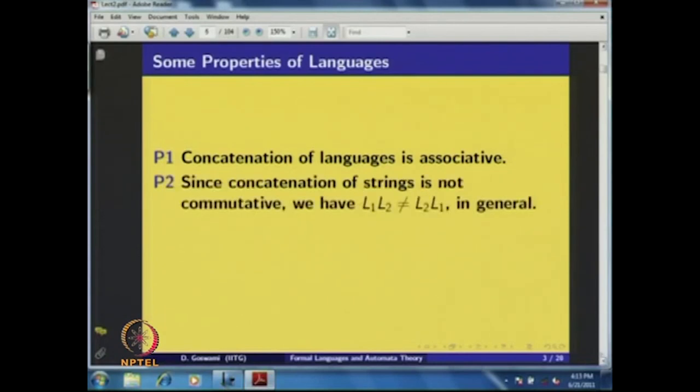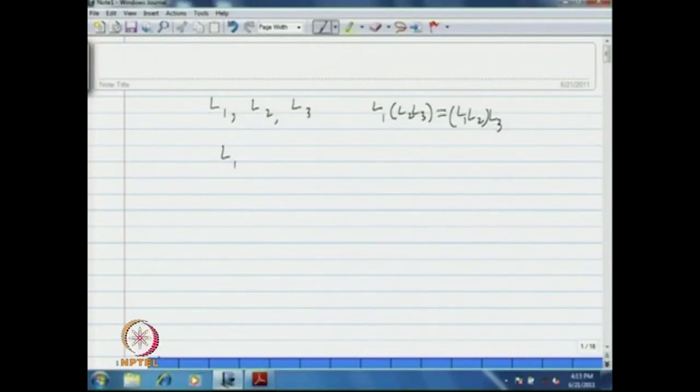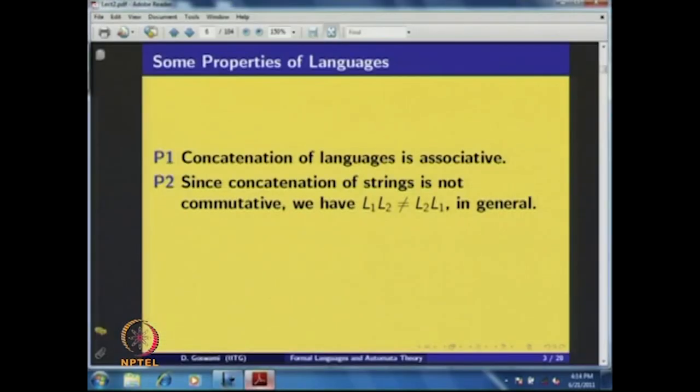Now, we know that concatenation of strings is not commutative in general. That's why concatenation of languages is also not commutative. That means, for two languages L1 and L2, we cannot say that L1 concatenation L2 is equal to L2 concatenation L1. They are not identical. Because in general, we know that if x and y are two strings, then x concatenation y is not identical to y concatenation x. They are not identical, and hence L1 concatenation L2 is not equivalent to L2 concatenation L1.